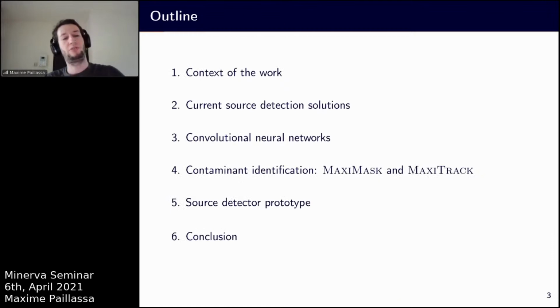So I will first describe the more specific context of my PhD, and we will see after that the current source detection solutions, their limitations, and we will go to convolutional neural networks that we want to use to perform source detection here. And then I will describe the two main tools I have developed during my PhD, which is a contaminant identifier first, and then the source detector prototype that we have done.